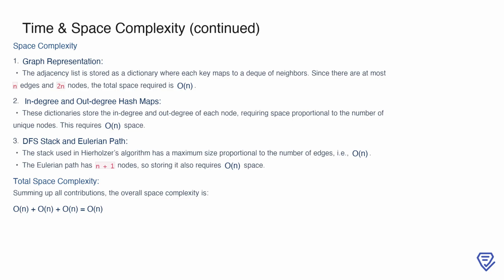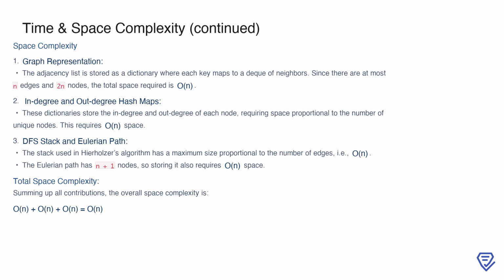Shifting our focus to space complexity, the algorithm also demonstrates efficiency. The adjacency list used to represent the graph is stored as a dictionary, where each key maps to a deque of neighbors. Since there are at most n edges and 2n nodes, the space required for the graph representation is O(n). Additionally, we use hash maps to store the in degree and out degree of each node. These hash maps require space proportional to the number of unique nodes, which is also O(n).